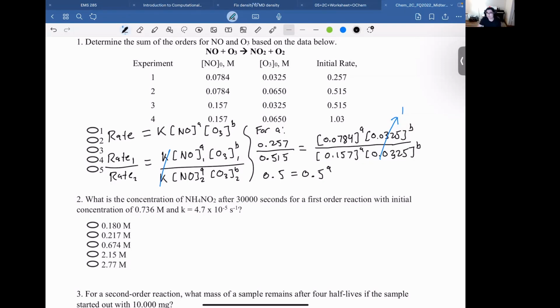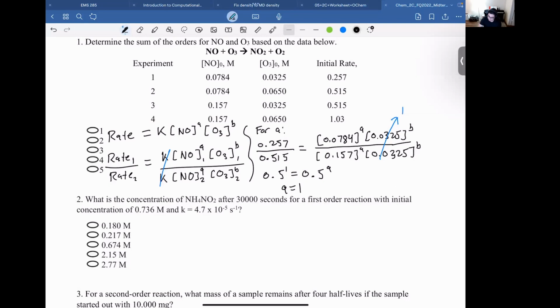Now you have to solve the equation. 0.5 to the 1 power is equal to 0.5 to the A power. Here, A is clearly equal to 1. It can't be anything else because the base is the same. You could take the ln of both sides, or use logarithms. They have the same base, so you can just set the exponents equal to each other. So A is equal to 1 here.